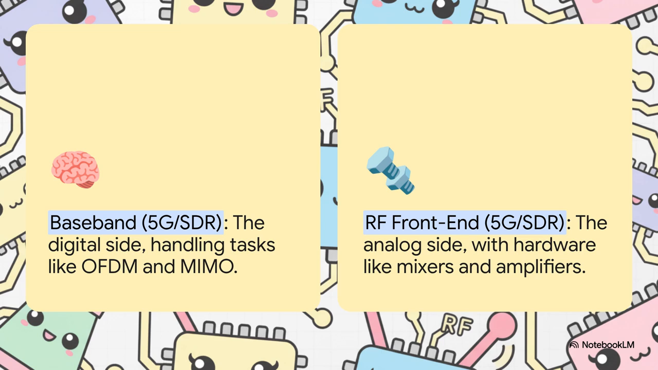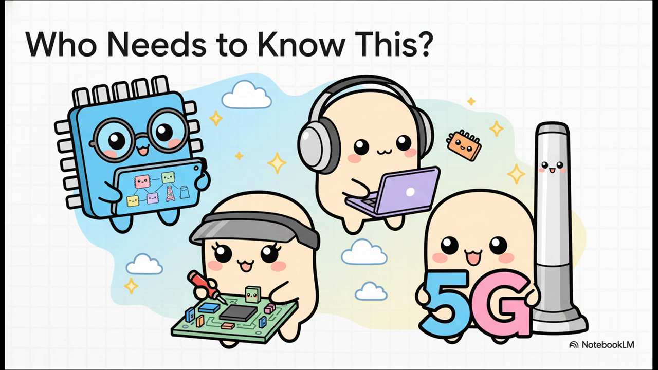Meanwhile, all that analog hardware we just talked about, the mixers, the amplifiers, the filters, that makes up what we call the RF front end. Put those two pieces together and you have the complete transceiver architecture that powers our world. And that is exactly why this knowledge is so important. If you're designing wireless systems, if you're developing for SDR, or if you're an RF or modem engineer working on 5G, well, understanding the transceiver isn't just helpful, it is absolutely non-negotiable.